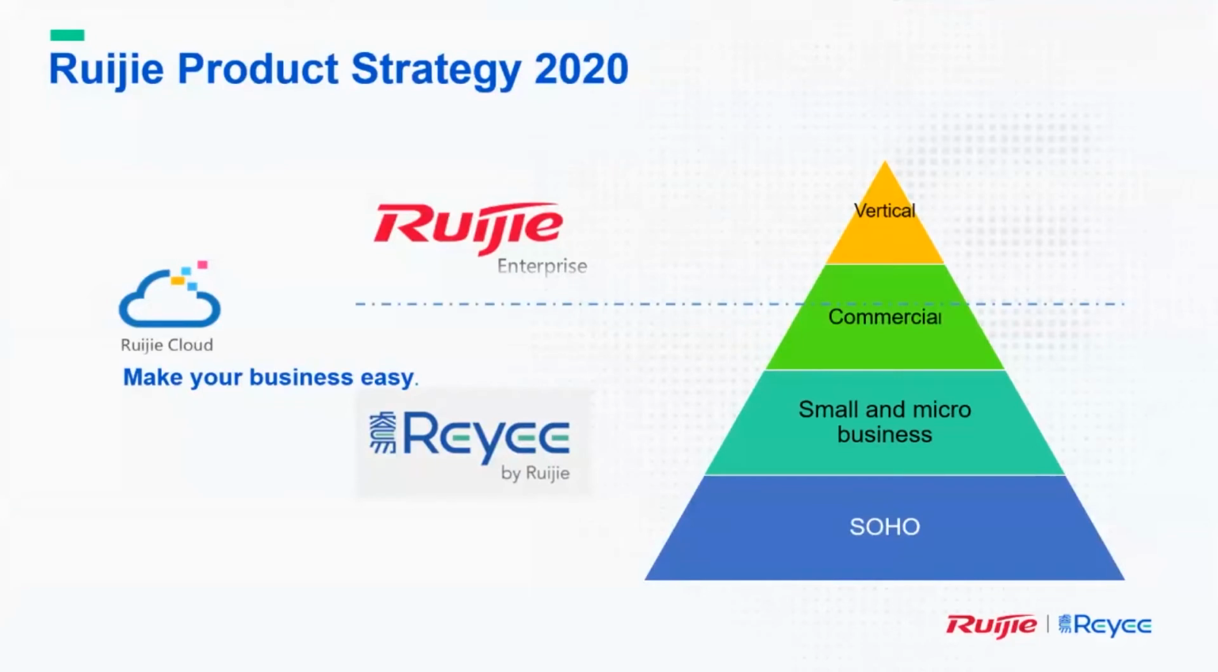This year we released a new sub-brand called Reyee. You see the blue logo at the bottom. With the Ruijie product, we target SMB up to the enterprise market. But with Reyee, we target the lower market segment, like lower SMB, small and micro businesses, and even SOHO.